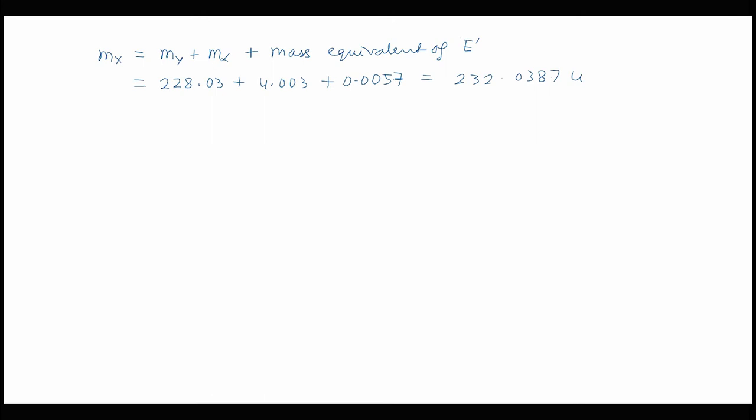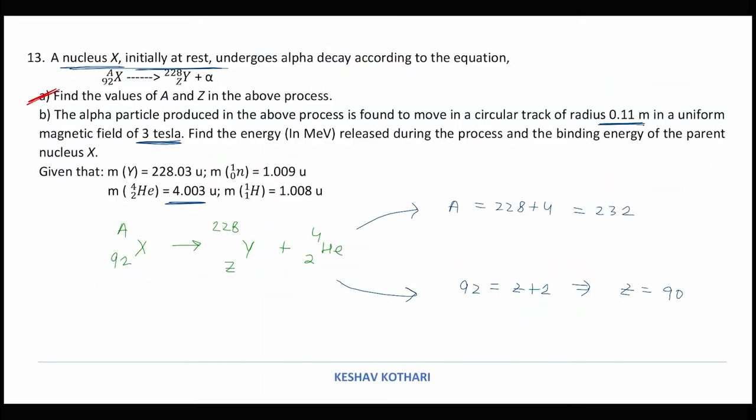So now if we come to the total number of nucleons, if we come to this X, over here we have obtained Z as 92 and A as 232. So from here I can say that there are 92 protons and 140 neutrons. So now this will be helpful in the calculation of binding energy of the parent nucleus X.